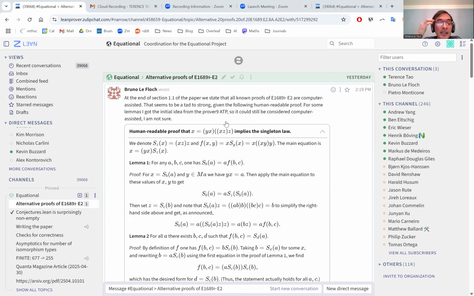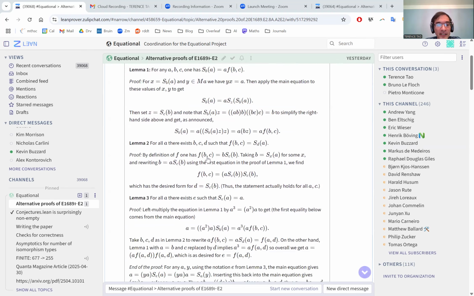A magma is a set with a binary operation, like multiplication, but not necessarily associative, or in fact, obeying any law. And equation 1689 is the claim that x is always equal to y times x times z times z, for any x, y, and z in the magma. And it turns out that this law implies the singleton law, that it implies that x equals y for every x and y. That's E2. But all the proofs are somewhat complicated.